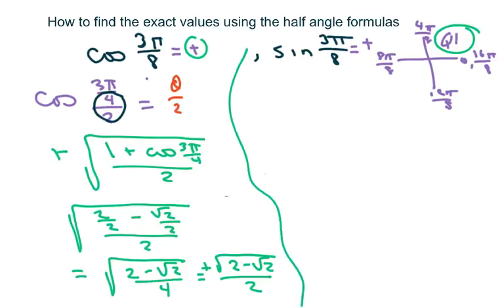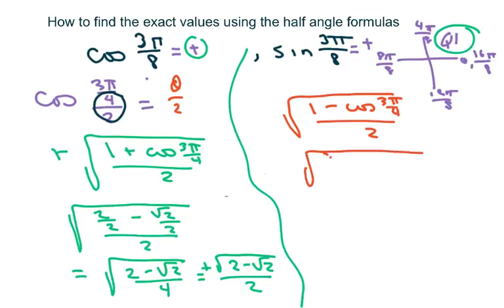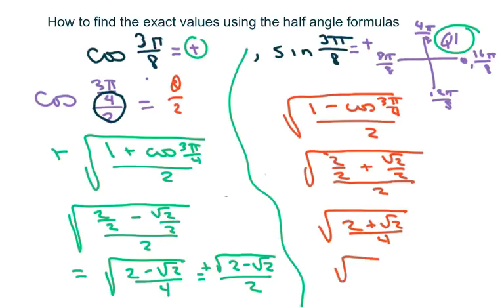Now, sine is the same formula, but it's minus. So you're going to have the square root of 1 minus cosine of 3 pi over 4, divided by 2. Basically, you're just changing the signs here. So you can have 2 over 2 plus square root of 2 over 2, all divided by 2, which is going to give you 2 plus square root of 2 over 4, which gives you the square root of 2 plus square root of 2, over 2, and it's positive. So there are your two answers.